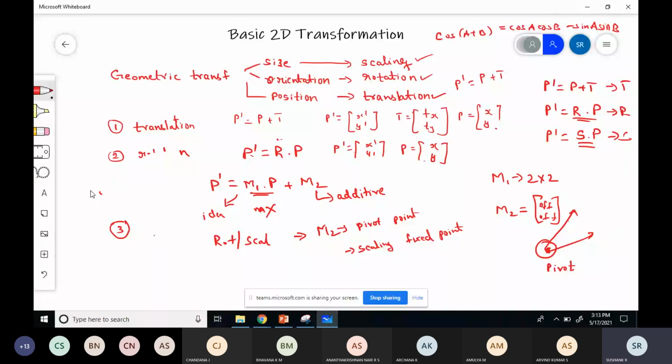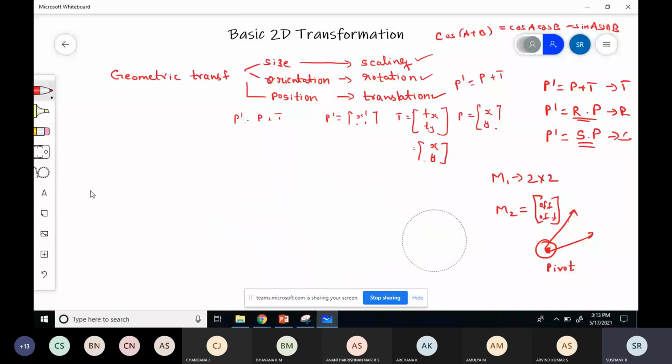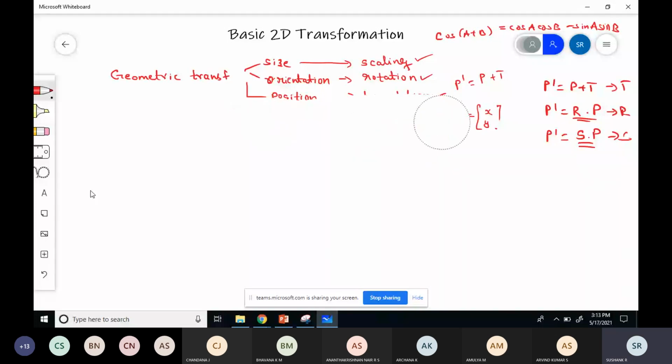Now this equation will be further refined through a process called homogeneous coordinates. You just take a break for 5 minutes, and then we'll start with the homogeneous coordinates.